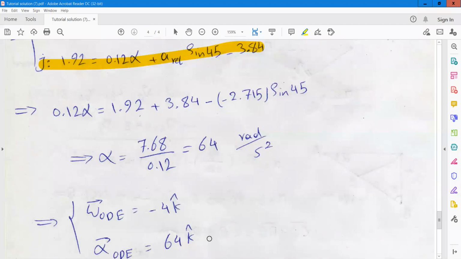Any question? Because we don't have time, or time is almost finished. Any question from this part?